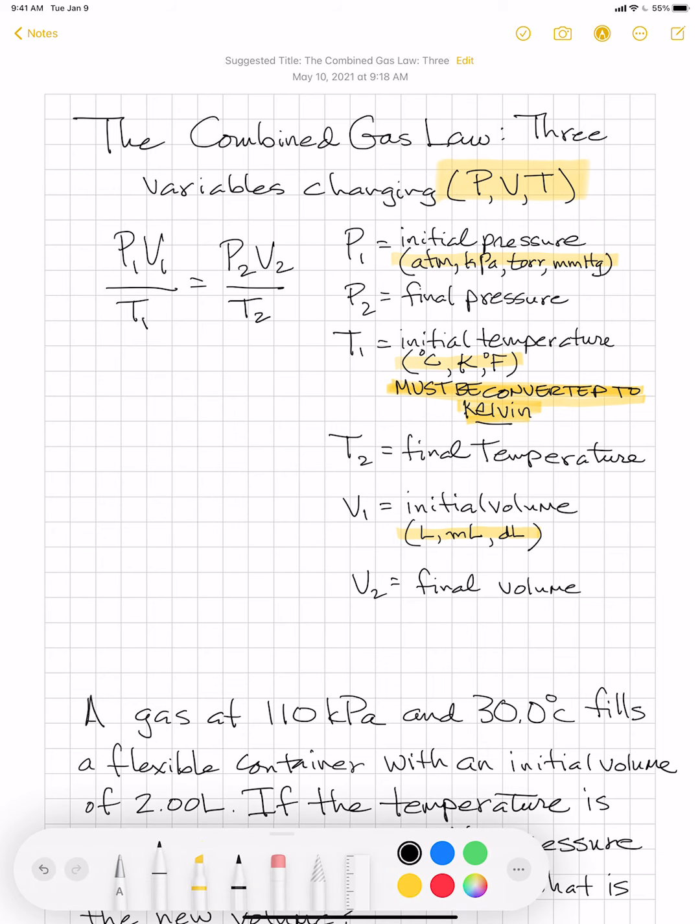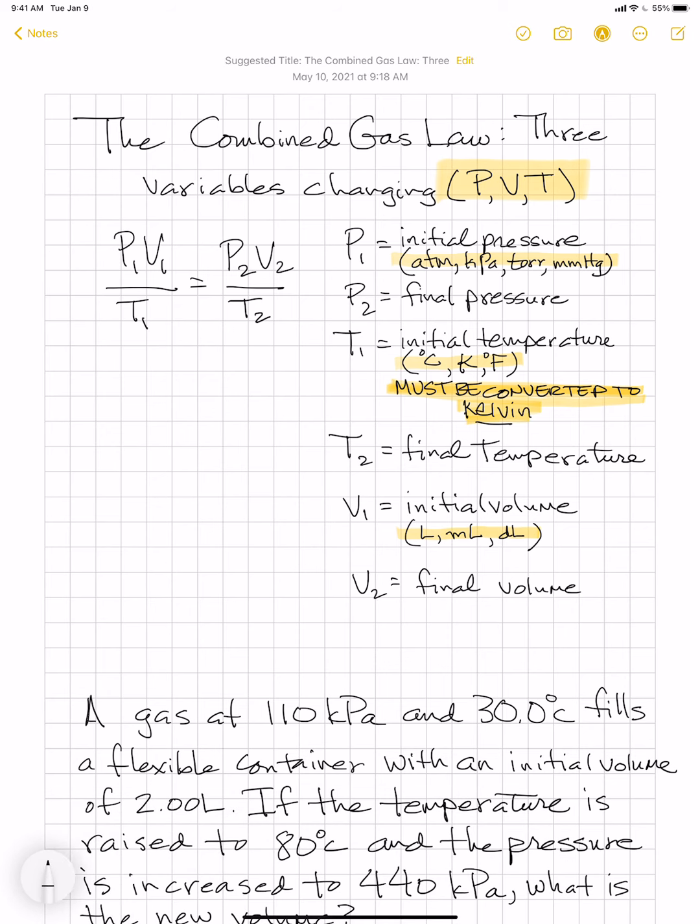It's trying to tell you maybe pressure, volume, temperature, okay? I also want to add the conversion for Kelvin. So Kelvin is equal to Celsius plus 273, okay? So that's what you're going to use if you have to convert.